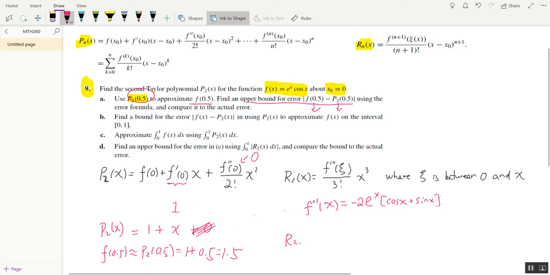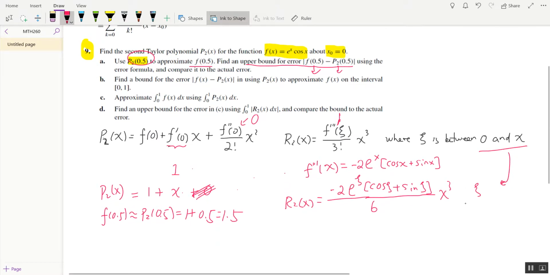So therefore my R2 of x is equal to, now this is the third derivative of xi. So I'm going to write this as xi, right? Because this is x, you plug in x. When this is xi, you plug in xi. Times cosine xi plus sine xi divided by 3 factorial, which is 6, times x cubed. Okay, and where's this xi? Xi is between 0 and x.